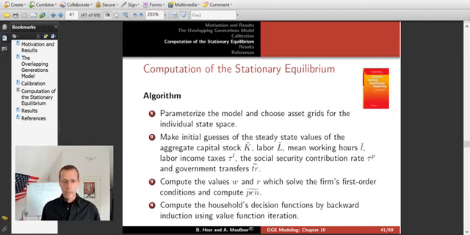Somewhere we have to start with the computation of the policy functions and distribution. We also compute in step 3 the values of the factor prices, the wage W and the interest rate R, and the pensions in this model, which are given by the replacement rate, which describes pensions relative to gross wages.